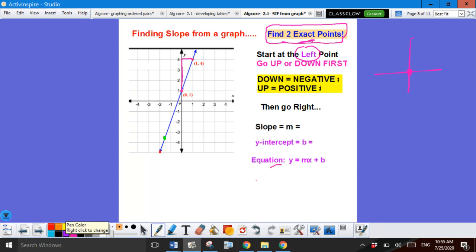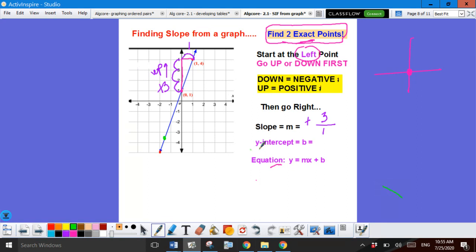Now, finding our slope, the first thing we're going to do is decide if that's positive or negative. Well, I know that I'm going up, so it's positive. And slope is a fraction, so I'm going to count 1, 2, 3. So I went up, positive 3. And I went to the right, 1. So that is positive 3 over 1. Okay, positive 3 over 1.